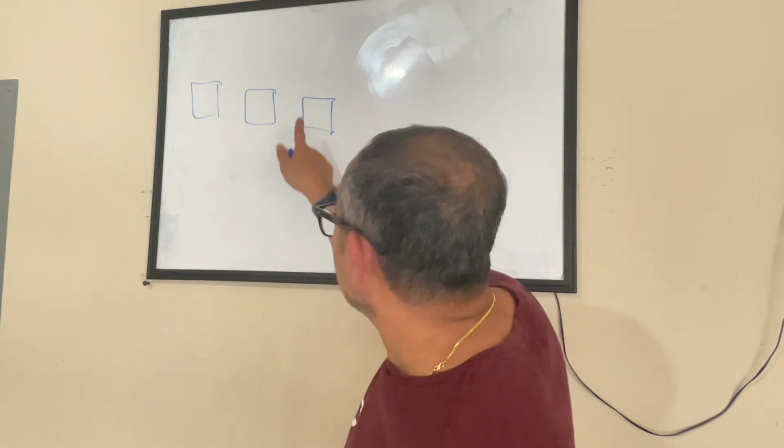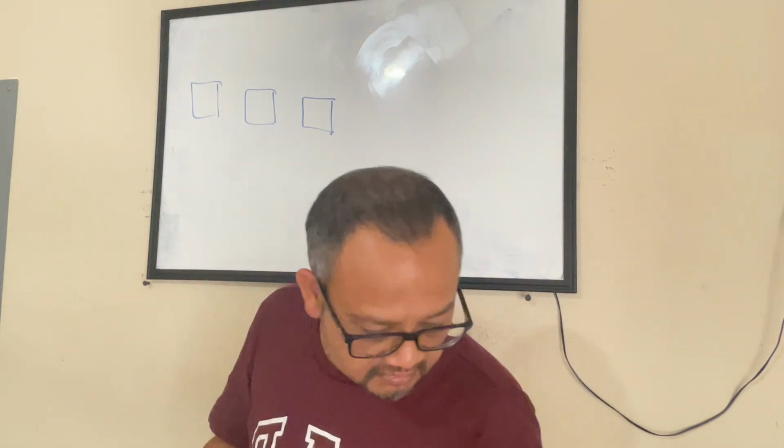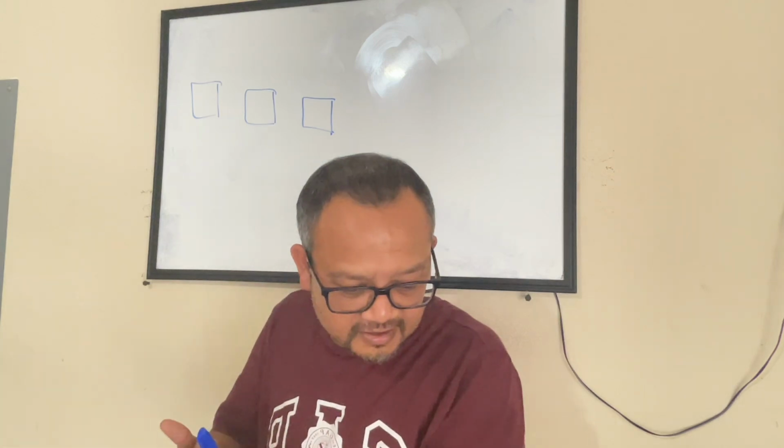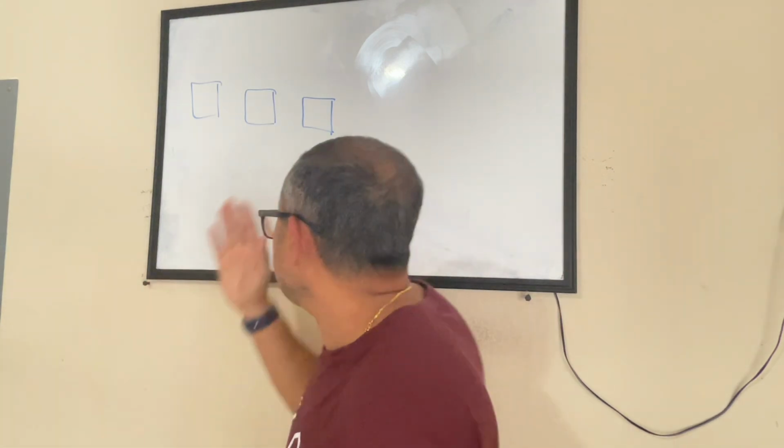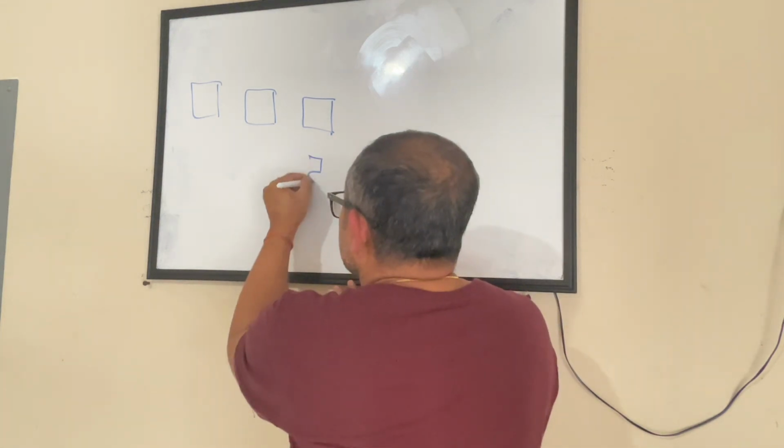Meaning, when I'm trying to color the first box, how many ways can I do it? I can pick blue, black, red, purple, green. These are the 5 colors I have. So I could choose one of the 5 colors. So I have 5 options to color this box.